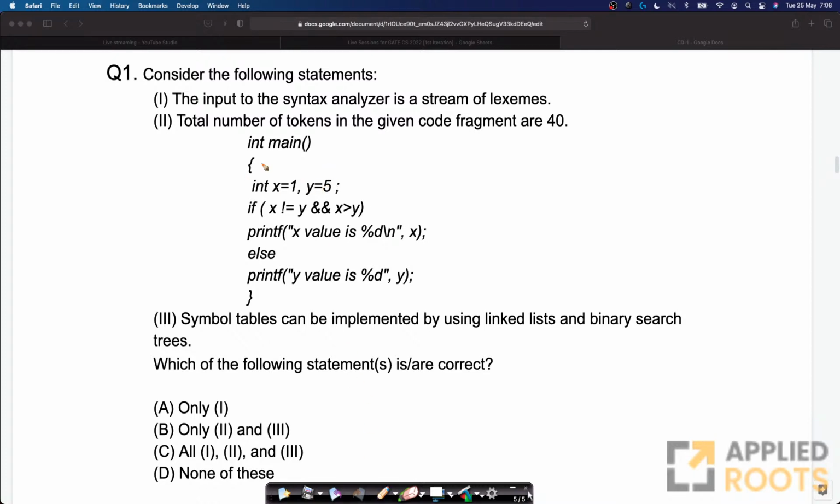Okay, so let me answer it for you. Actually, this is an easy question. This is like a 1 mark question, the basics of compilers, right? So first, there are three options, and which of these are true? The input to a syntax analyzer is a stream of lexemes.